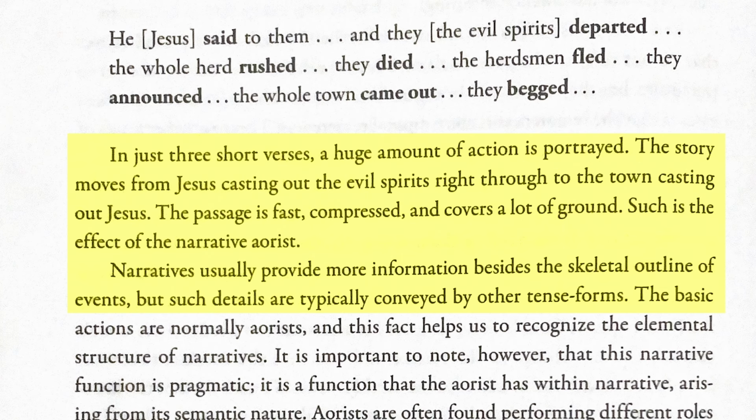Narratives usually provide more information besides the skeletal outline of events, but such details are typically conveyed by other tense forms. My understanding of Campbell here is that the aorist is used because a lot of details are skipped over. It is used to cover a lot of ground, which seems to mean that it portrays a lot of different events that extend over a fairly long period of time. However, there are plenty of instances where the aorist is used in narrative to describe successive, detailed events that occur very close to one another in time.